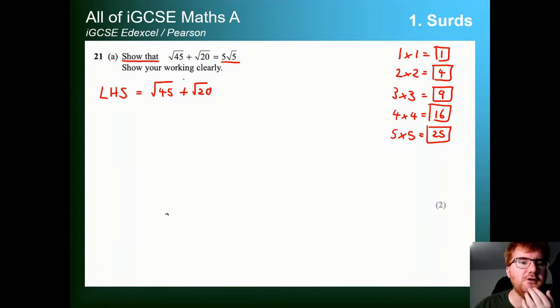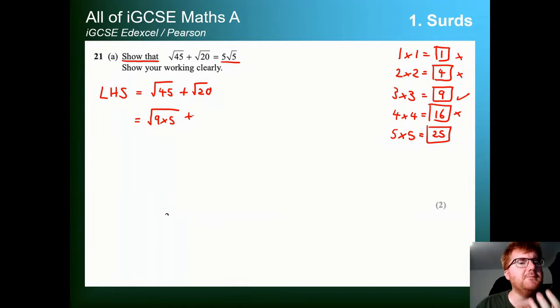So the first thing, we look at the 45. Which of these numbers in the boxes on the right go into 45? Well, looking through, it can't be 4 or 16. 1, again, everything goes into 1. That doesn't really help us. So 9 becomes the obvious candidate. So what do I multiply 9 by to get 45? Well, I multiply by 5. So I can rewrite this surd here as the square root of 9 times 5.